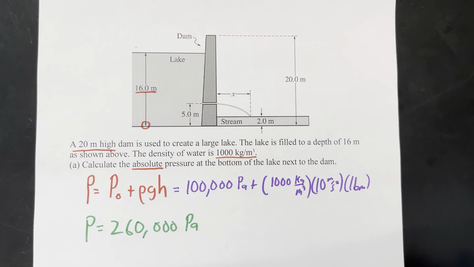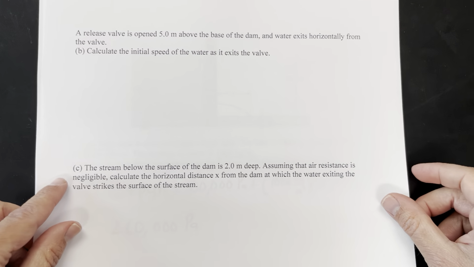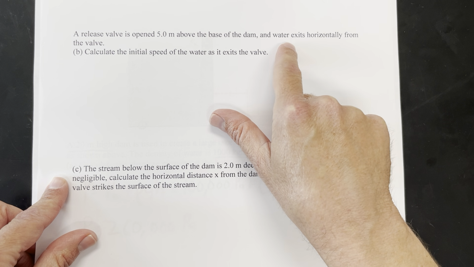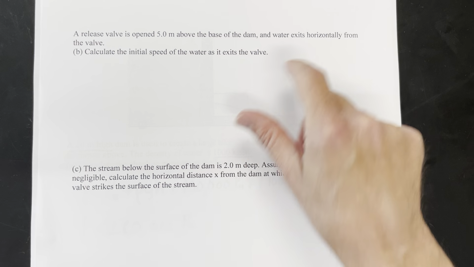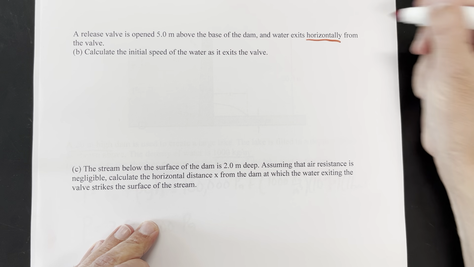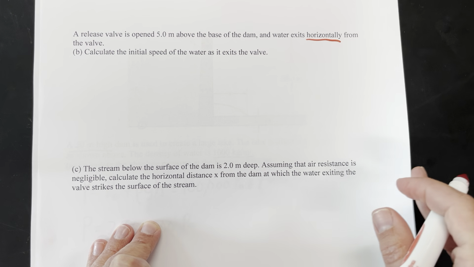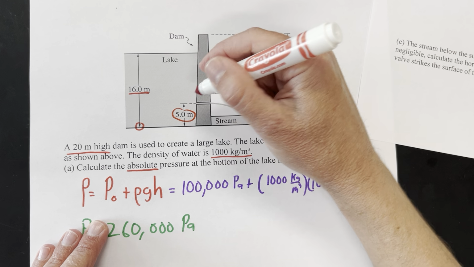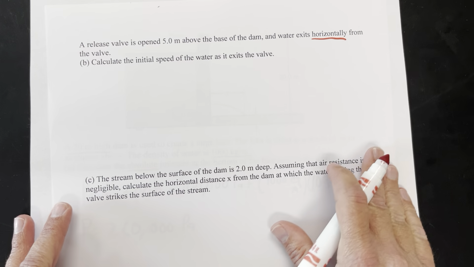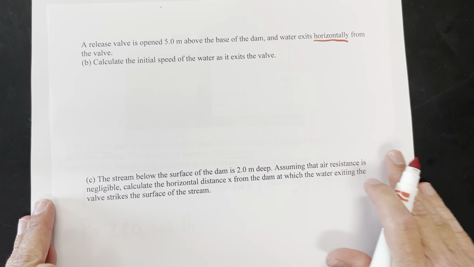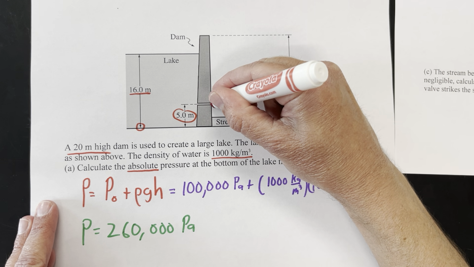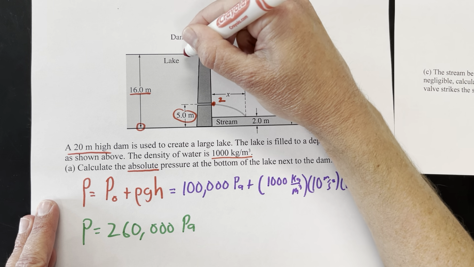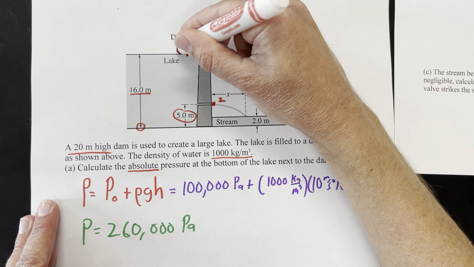All right, now let's move on to the other one. I'm going to keep this picture here handy because we're going to need it later on. It says a release valve is open 5 meters above the base of the dam and water exits horizontally from the valve. That's going to become important in the next part there. So here we are 5 meters from the base right here. And so calculate the initial speed of the water as it exits the valve right here. Let's call this point 2. And let's call up here where the water begins point 1.